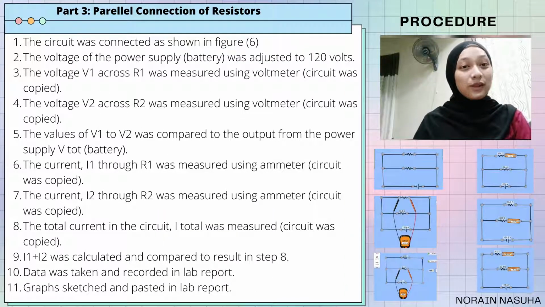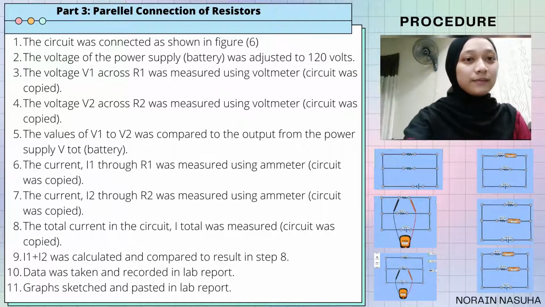Hello, my name is Nur Ainasa. Now I will continue to explain the third part of this experiment, and this is the procedure for part 3. The procedure was carried out to study parallel connection of resistors.